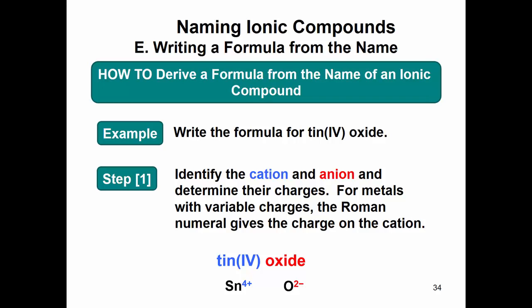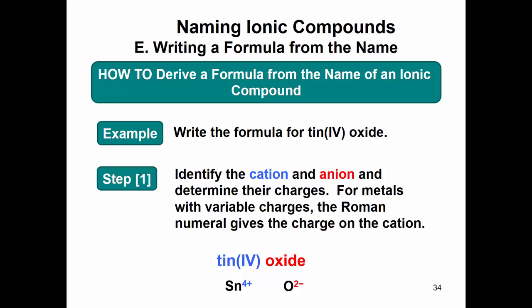That Roman numeral is the ionic charge. So writing the formula is fairly simple, because we know the charge of our metal, since it's given to us in our Roman numeral. And then we know that oxide is what you get when you drop the ending of oxygen. So we have oxygen, and it has a 2- charge. For our nonmetals, these do not vary.